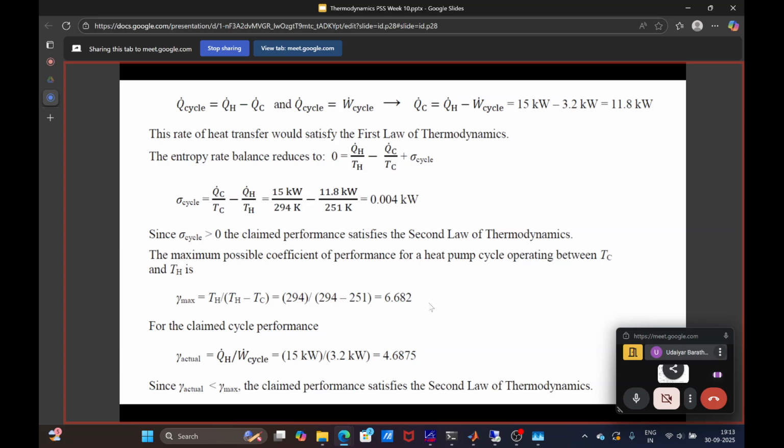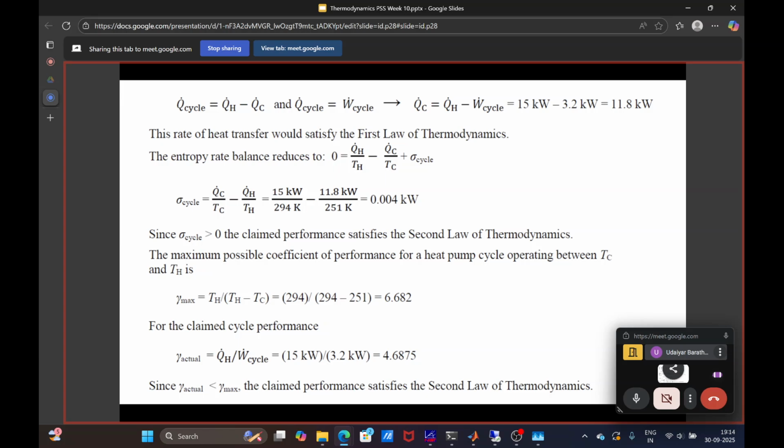So that gives you 6.682. But the actual COP for this heat pump, we know the heat which is supplied to the room, which is 15 kilowatts, and how much work has been used by the heat pump, and that is 3.2. So 15 by 3.2 gives you the actual COP, or the claimed cycle performance, which is 4.6875.